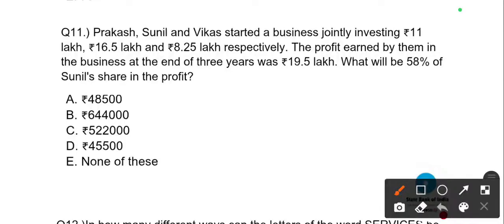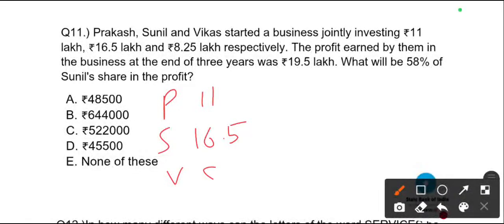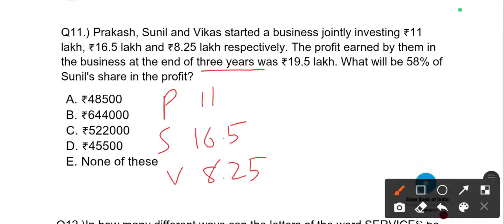Let's see this question, the 11th one. Prakash, Sunil, Vikas invested 11 lakhs, Sunil 16.5 lakhs and Vikas 8.25 lakhs. The profit earned by them at the end of 3 years was 19.5 lakhs. Audible and understandable, okay, thank you. For 3 years, so we can eliminate all the 3. What will be 58% of Sunil's share in the profit?